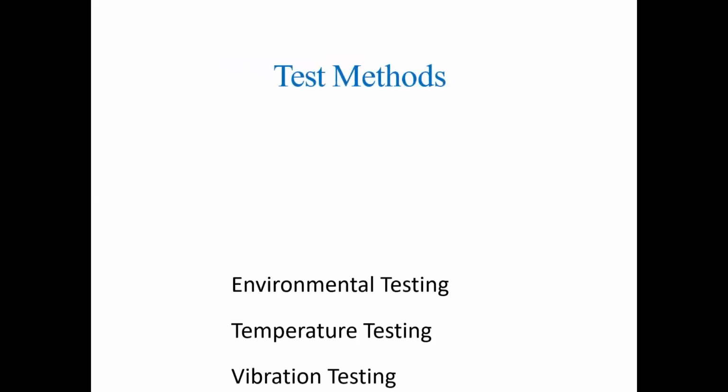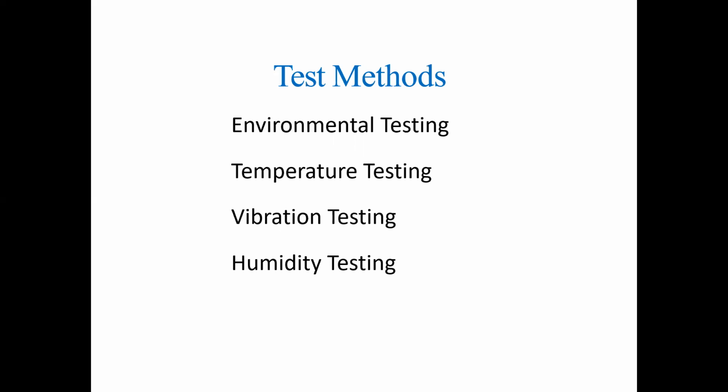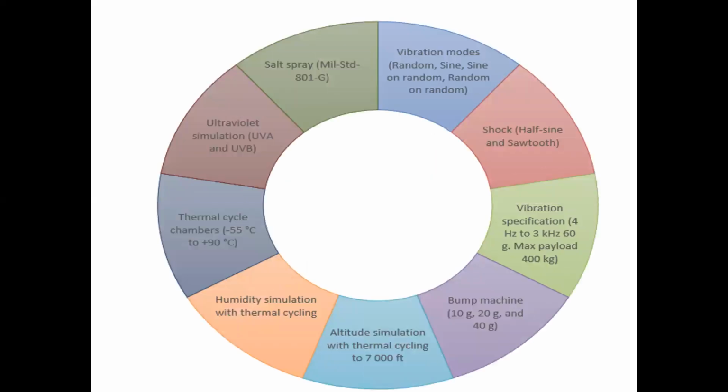So the test methods are here: environmental testing, temperature testing, vibration testing, humidity testing. So these are the testing methods. Here you can see the various testing methods, as well as what we have to test. Vibration modes: sine, random, or random on random. These are some modes of this vibration that we have to measure. Shock: half sine and sawtooth.